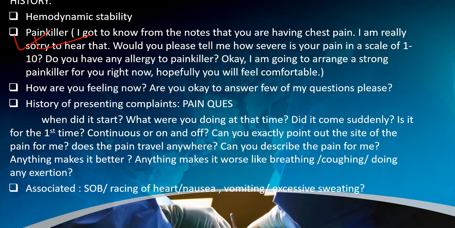So say, can you please tell me how severe is your pain on a scale of 1 to 10? 10 by 10, doctor, or 8 by 10, doctor. Well, I'm really sorry to hear that. I'm going to give you a strong painkiller so that you feel comfortable. Do you have any allergy to any medication? No, doctor. Well, no worries. I'm going to give it to you.